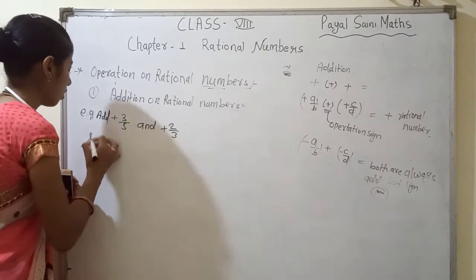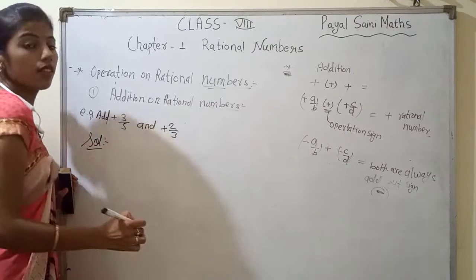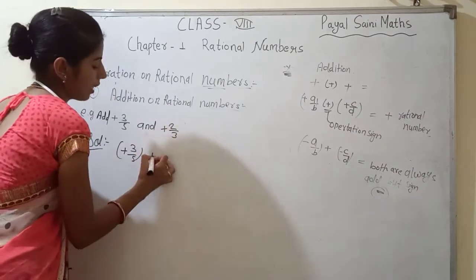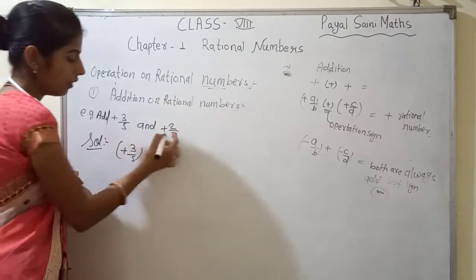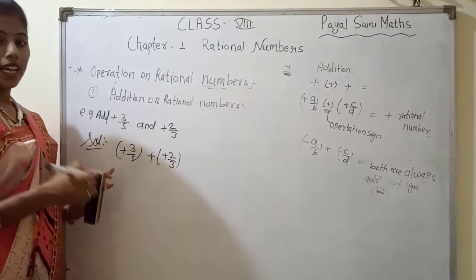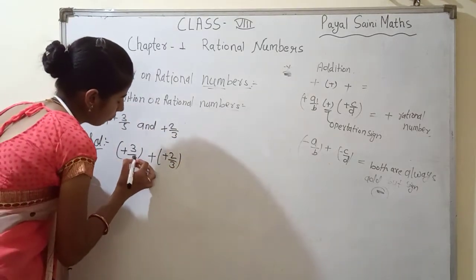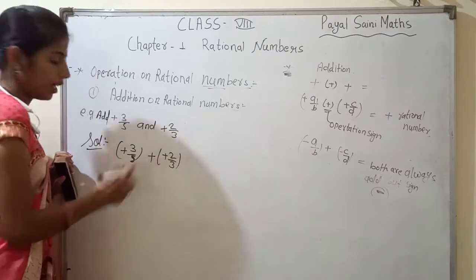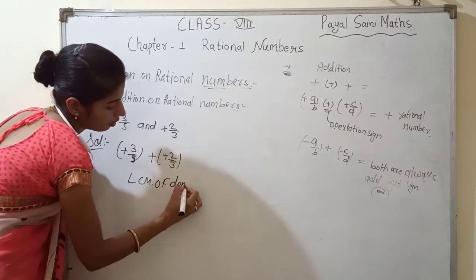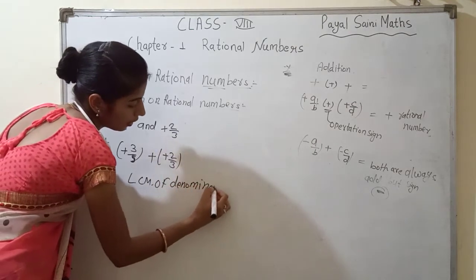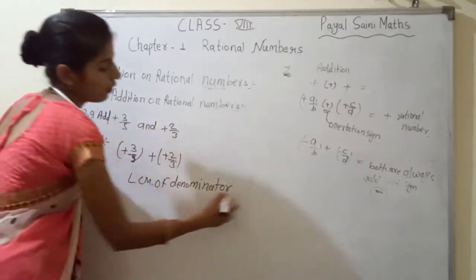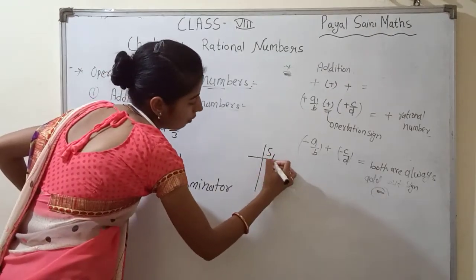Now we solve. First we write the solution. Rule number first, we write plus 3 by 5. The operation sign is plus. Then next plus 2 by 3. Now we start with the LCM of the denominators. The denominators are 5 and 3. Then the LCM of 5 and 3.